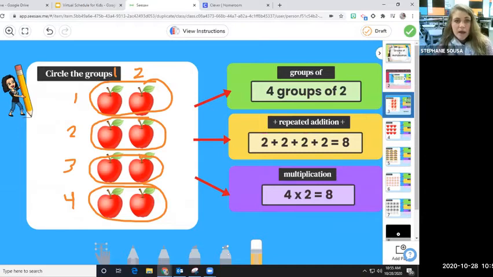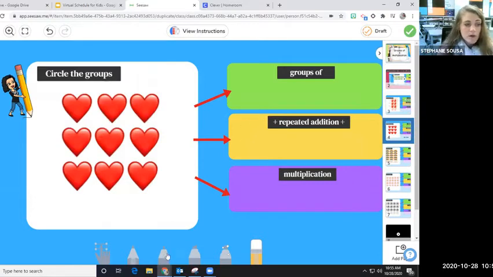Okay. I'd like to do another one together. So let's take a look at slide 4. Go ahead and move to slide 4. First step is to circle our groups. I'm going to get my pen ready. I'm going to circle straight across.